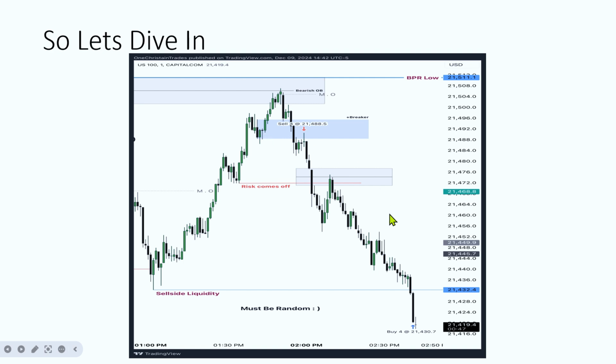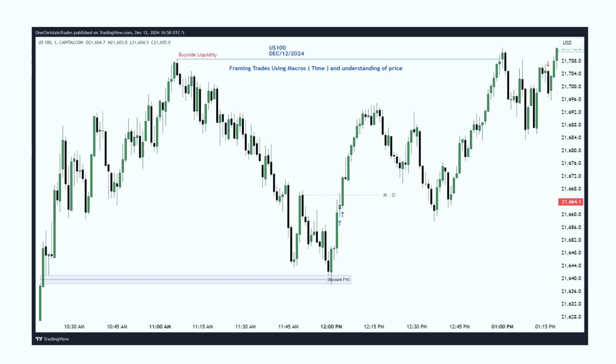Let's go into another example. Look at this right here. You can see price dropping lower, like that. Then we have this CB right here. Looking at this CB, what happened? The macro opened right in the CB, and we used that CB to send us lower into what? A discount fair value gap.